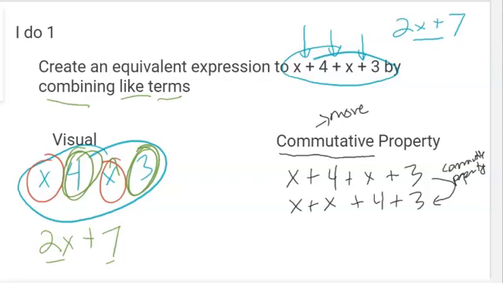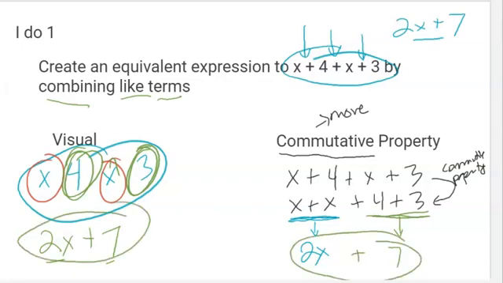And now when they're together, it's easy to see, okay, these are like terms that should go together. x plus x is 2x. There's 2 of them. And these are like terms. The 4 and the 3 I can add together. And either way, I get 2x plus 7. I've created an equivalent expression by combining like terms.